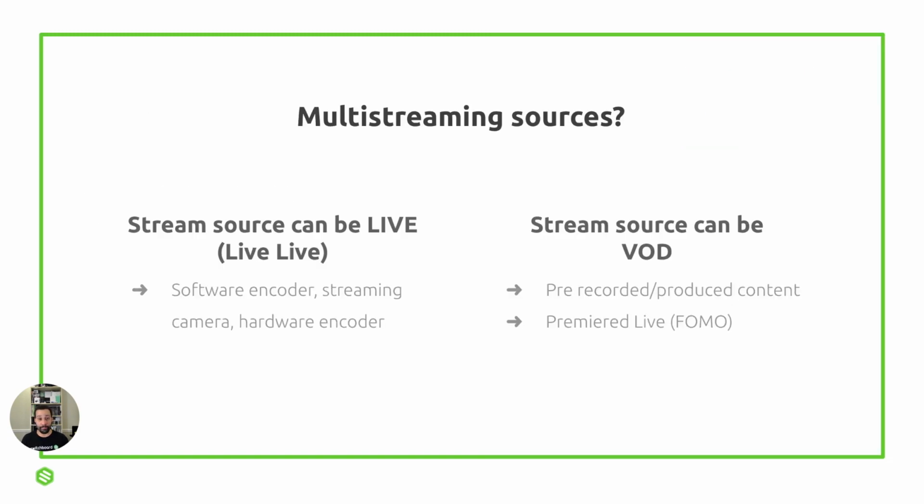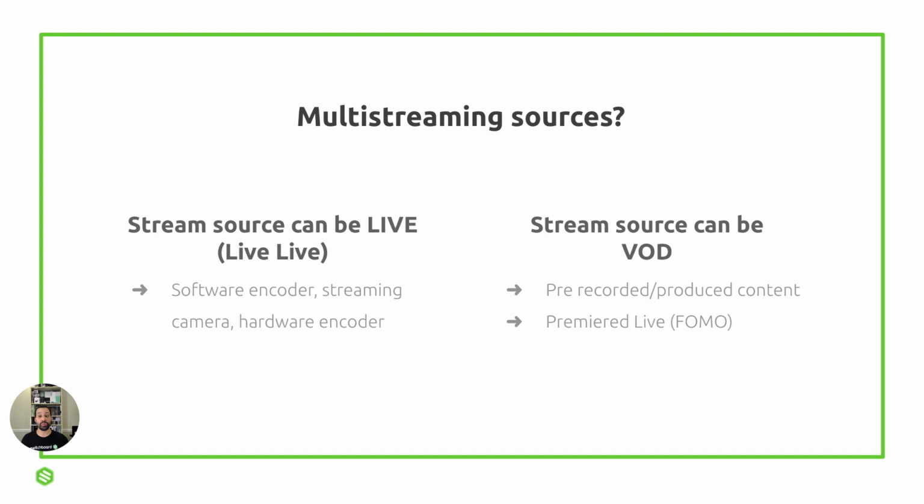And one of the biggest features about multi-streaming is that because it is live video, you can leverage different types of content. There's this term live, where it means I am actually going live in the moment right now, and I'm streaming that out. That could be by way of a software encoder, a streaming camera, or any type of hardware encoder.